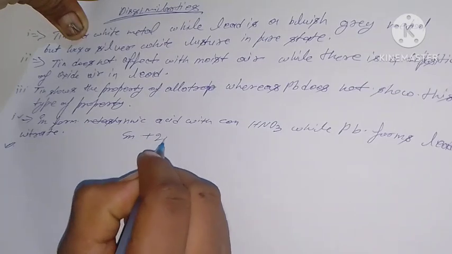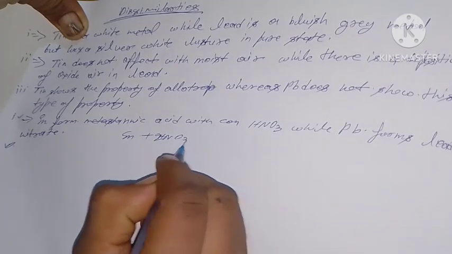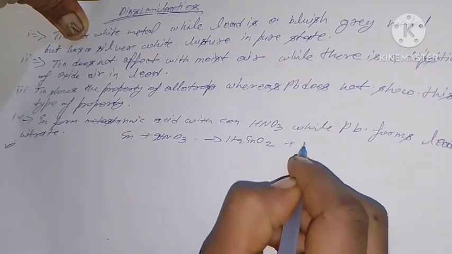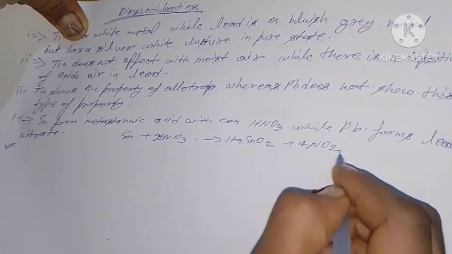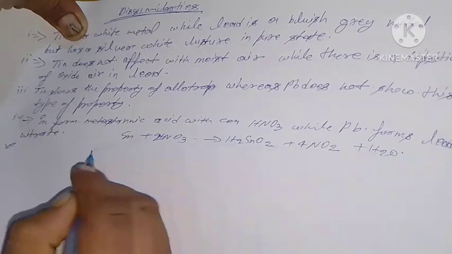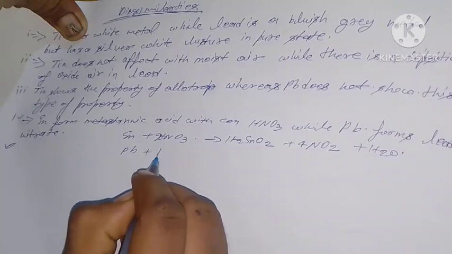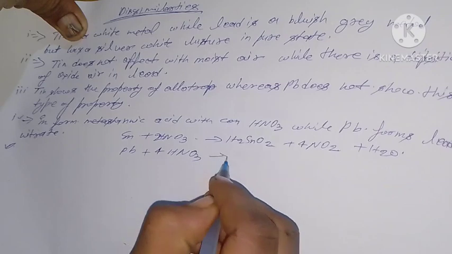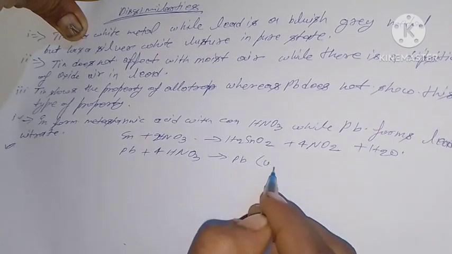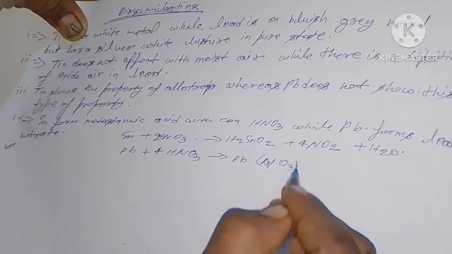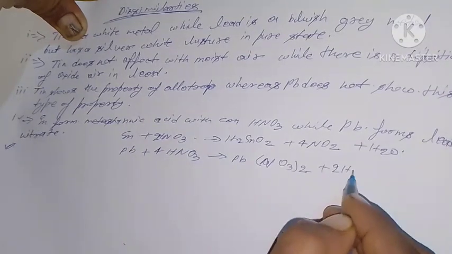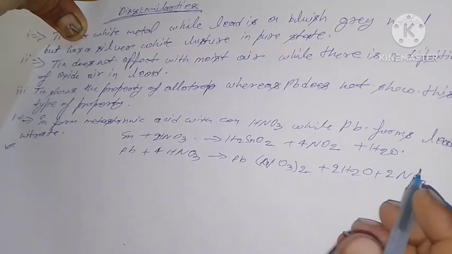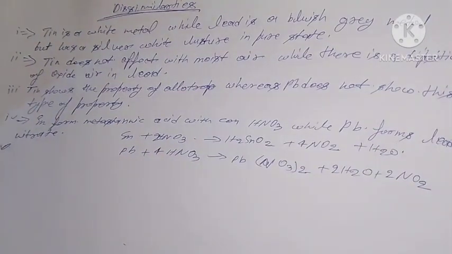Tin is reacted with nitric acid HNO3 to make H2SnO3 plus 4 nitrogen dioxide plus water H2O. And lead reacted with 4 molecules of nitric acid HNO3 makes lead nitrate Pb(NO3)2 plus 2 molecules of water plus nitrogen dioxide, okay?